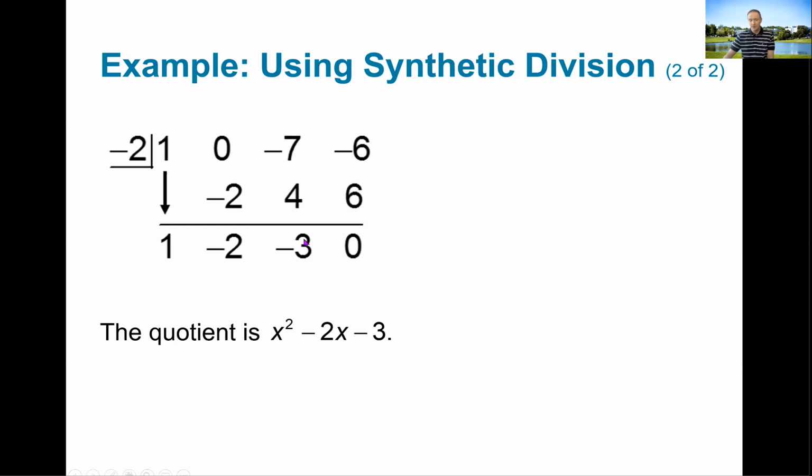And so then you can say, well, this is going to be my constant. This is going to be my x term. This is going to be my x squared term. Your answer is 1x squared minus 2x minus 3 and no remainder. So you just say the quotient or the solution is x squared minus 2x minus 3. In this case, it divided evenly.